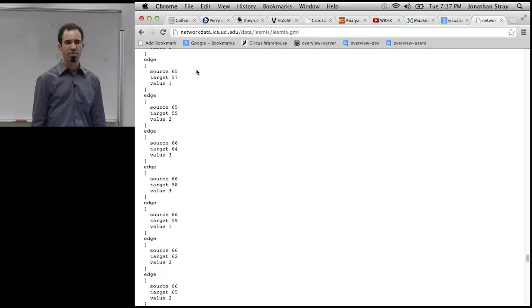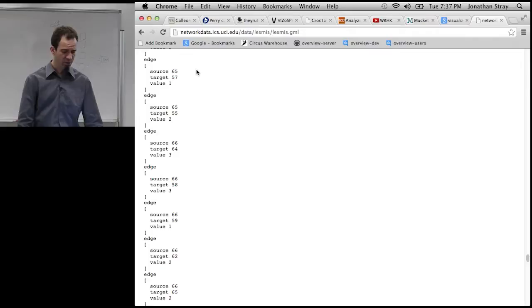To turn it into a picture, we have to decide on a position for each person. We have to come up with an XY coordinate for each dot on the screen to plot it. So that's what a layout algorithm is.